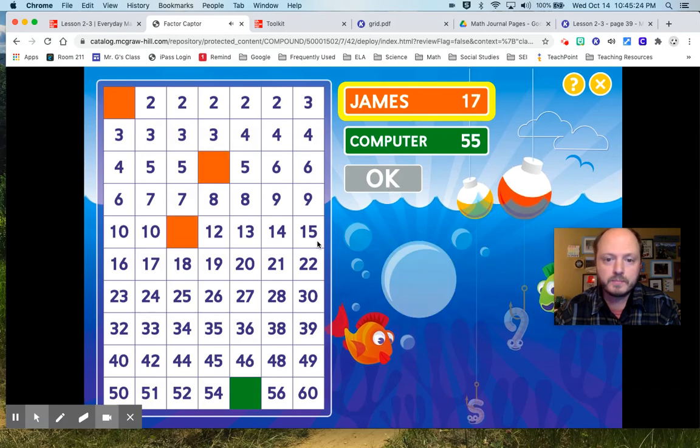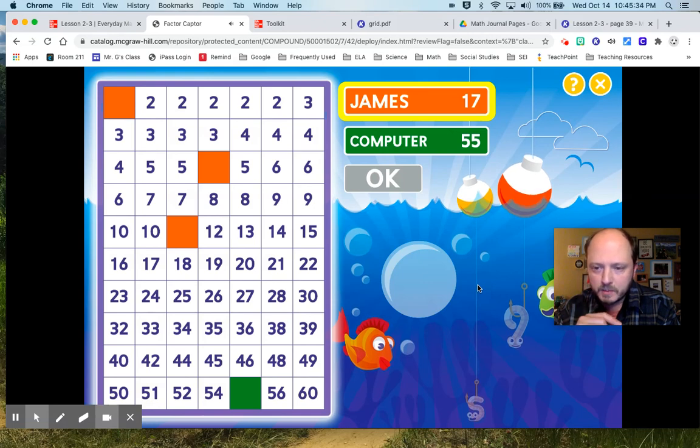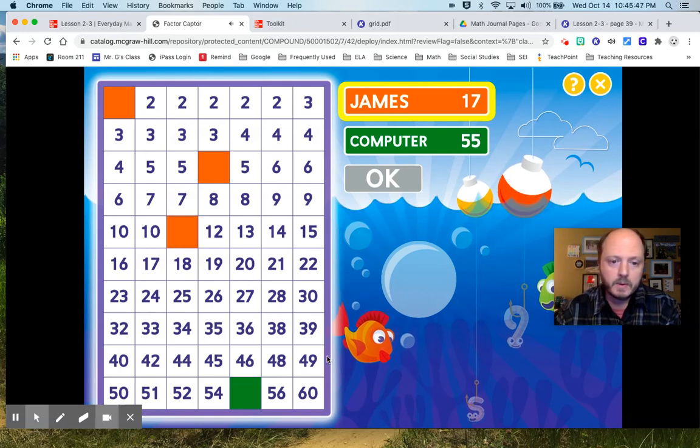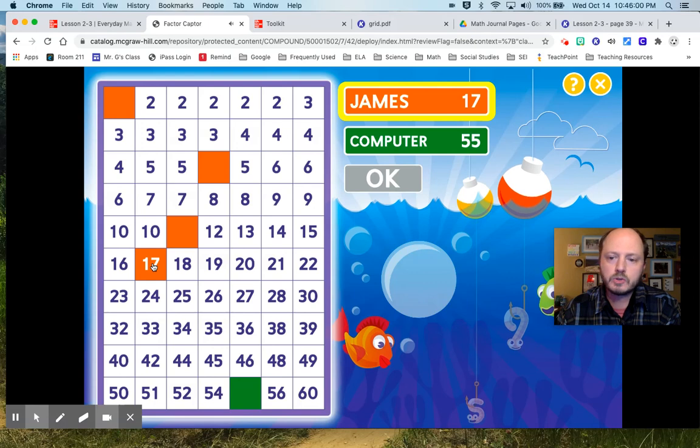All right. So now it's your turn to choose a target number and have the computer find its factors. So let's think about what would be some numbers that, if I chose that number, my opponent would have very few options to choose from. So I'm going to think about a number. And I'm going to choose 17.